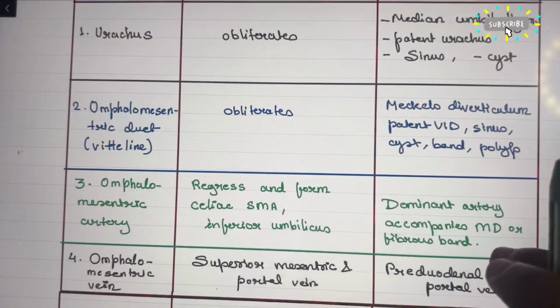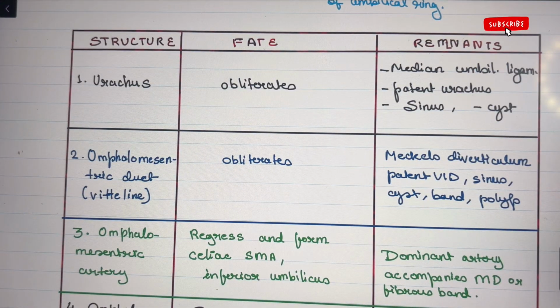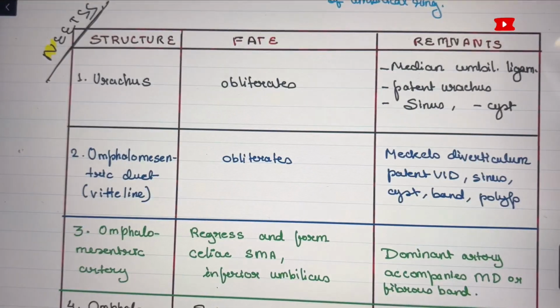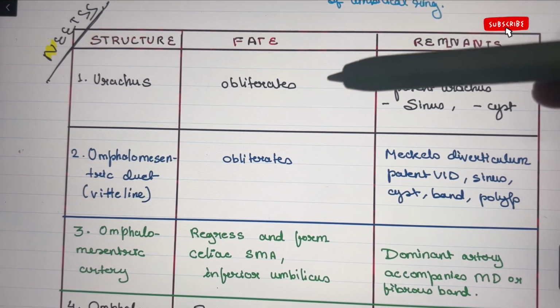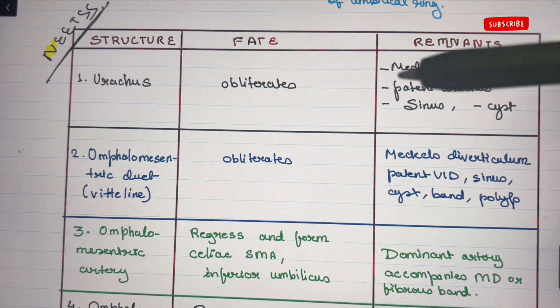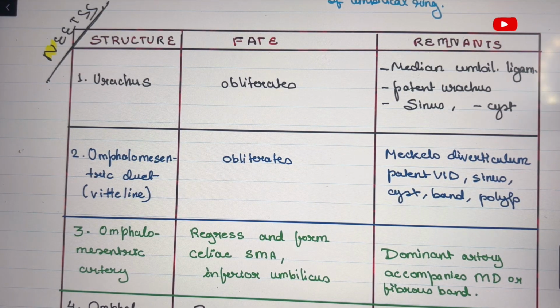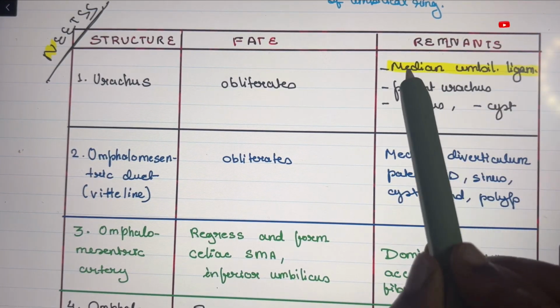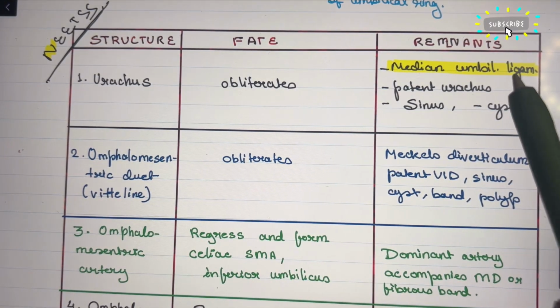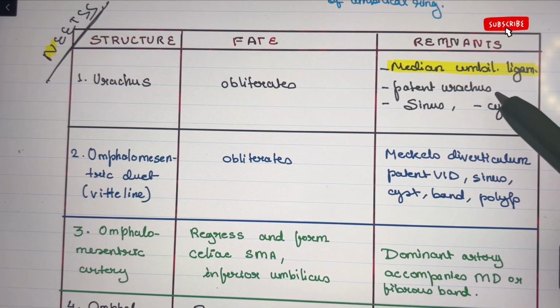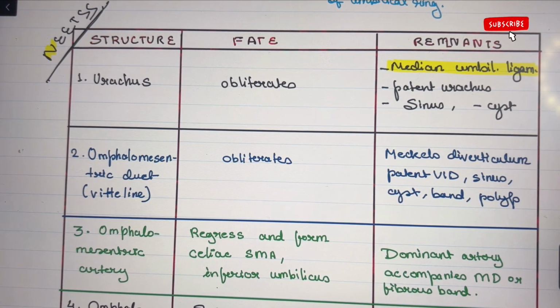Now this table is very, very important, and MCQs will be asked and important for NEET SS exam. First, I have already mentioned urachus, connection between the allantois and the bladder. Generally, the urachus obliterates in normal individual, but if the remnant of urachus is present, this is the median umbilical ligament. So this is the median umbilical ligament from urachus, very important. And if it doesn't obliterate, it will be patent urachus, or there may be a sinus or cyst.